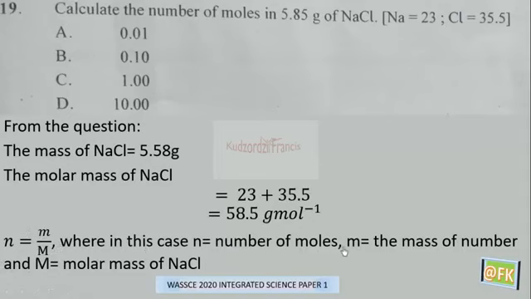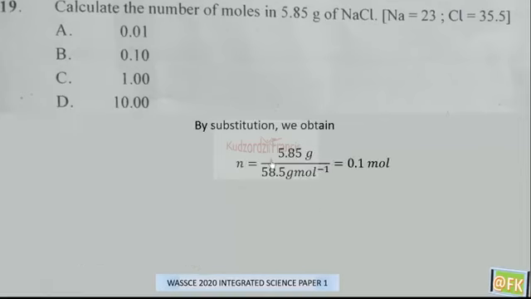The n here is the number of moles. The small m is the mass of sodium chloride, and the capital M is the molar mass. By substitution, the moles will be equal to 5.85 grams over 58.5 grams per mole. When we solve this, we arrive at 0.1 mole. So the correct answer here is B.